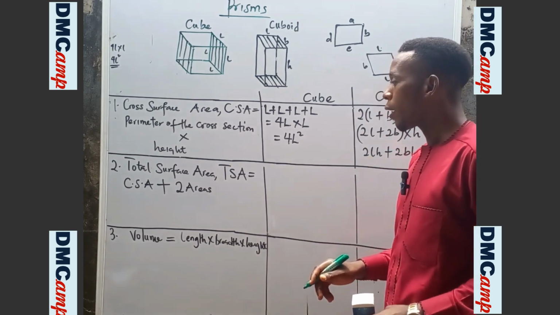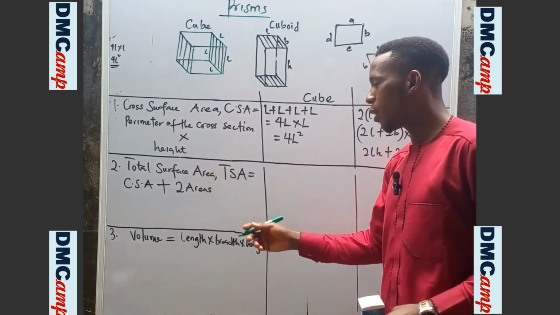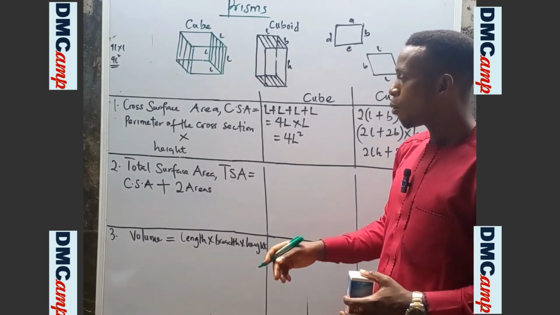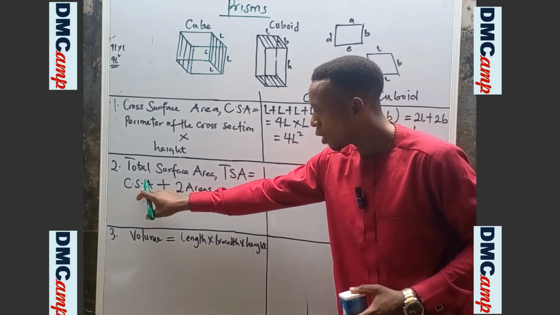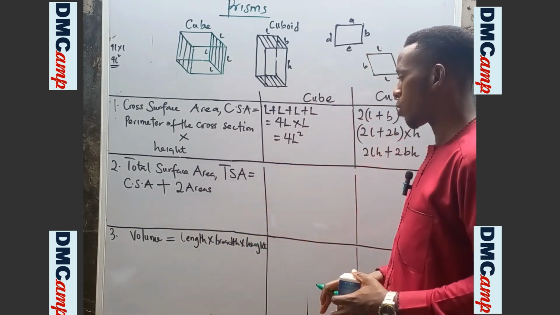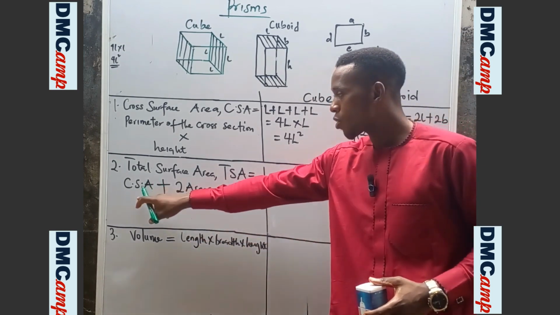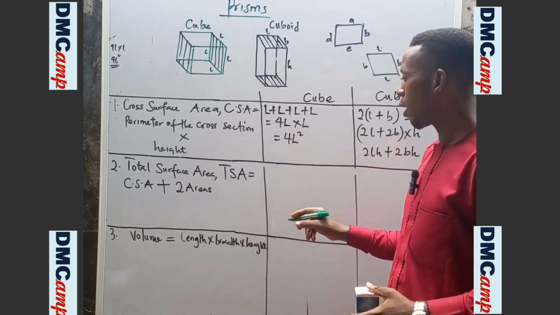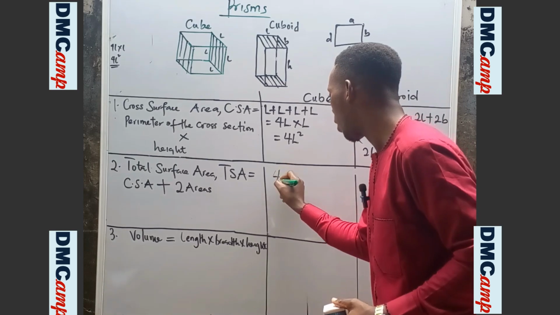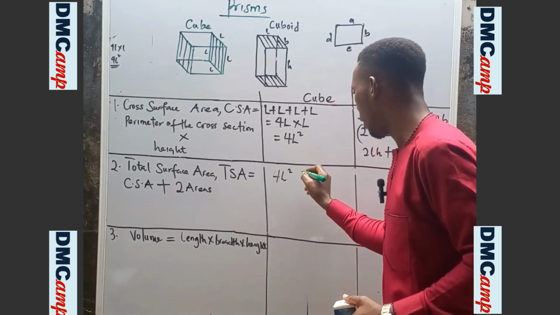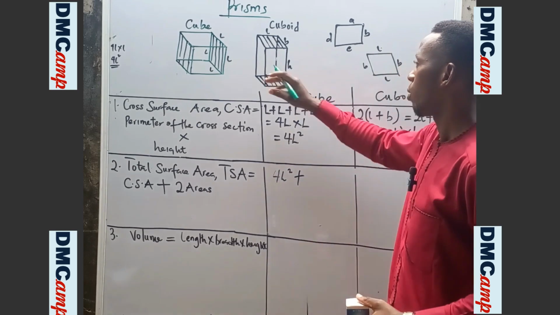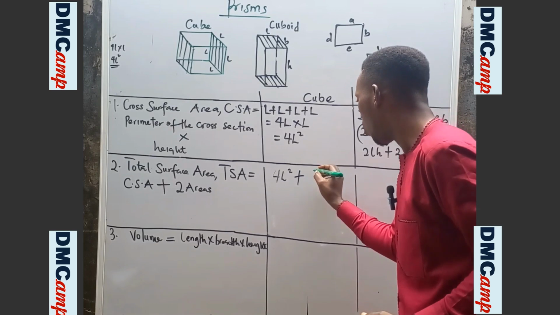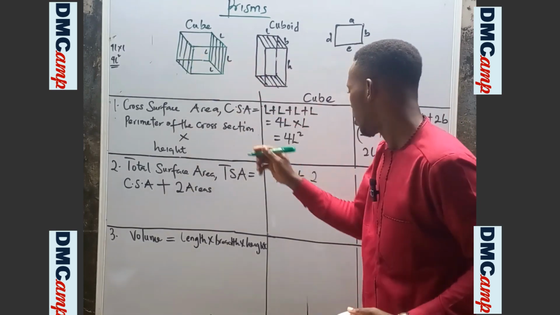Now, how do we get the total surface area of a cube and that of a cuboid? The formula says the cross surface area plus the two areas. Now, the cross surface area here is 4L squared, then plus the two areas. The area of this cross section and the area of this. That is 2. This and this.